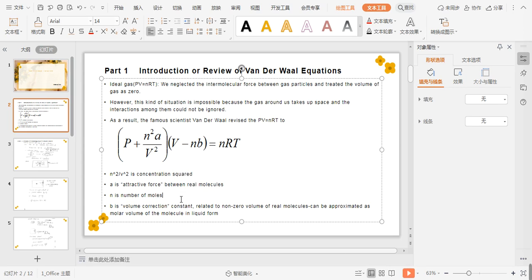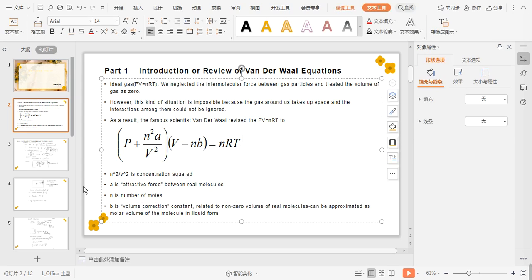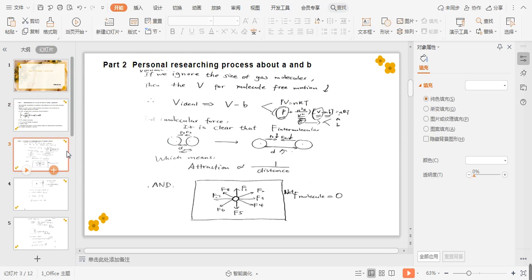n is the number of moles. b is a volume correction constant. And in the next part, I will show my process so you can better understand what a and b stand for. So let's quickly move on to part two.